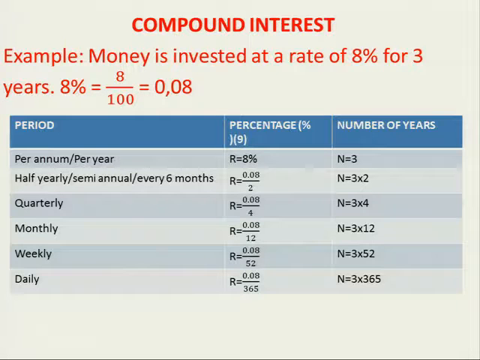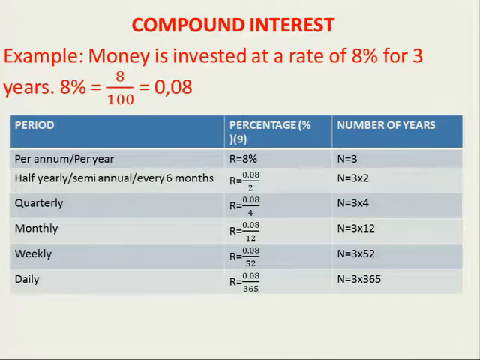And then you'll find in some questions, you'll be instructed to calculate your interest half yearly, semi-annually, or every 6 months. So now half yearly, that means the first half of the year, the second half of the year. Semi-annual means the same. Every 6 months, in 1 year, you have only 2 six-month periods. So now what happens there? Your interest, you divide it by 2, and the number of years, you multiply by 2. So the number of years that you're going to have there is going to be 6 years.